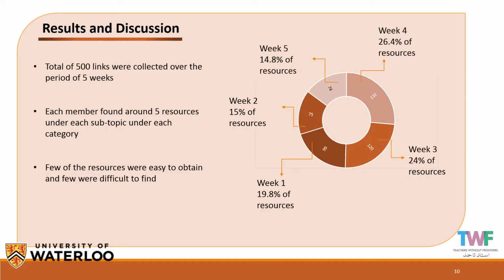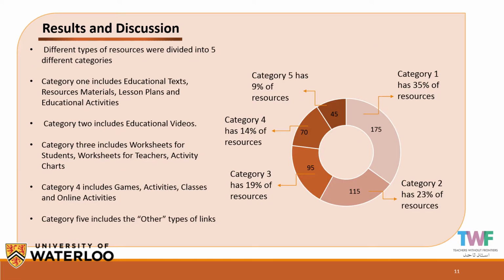After executing the project plan, we were successfully able to find 500 resources. The progress of finding resources every week is displayed here in percentage. The types of resources were divided into 5 categories. For instance, Category 2 included educational videos, while Category 1 included educational texts, resource materials, lesson plans, and educational activities.